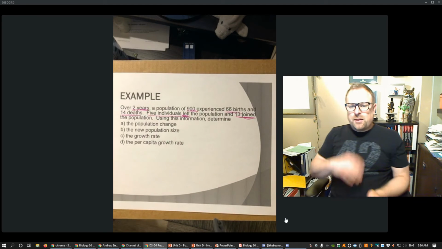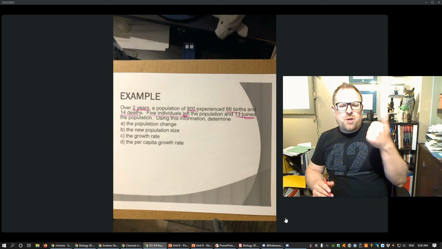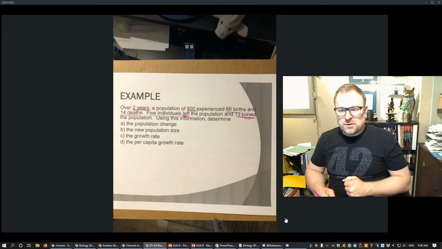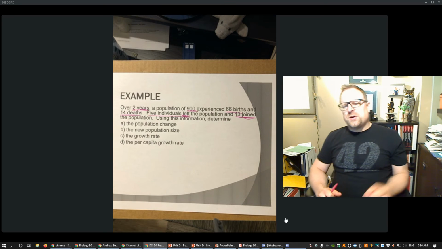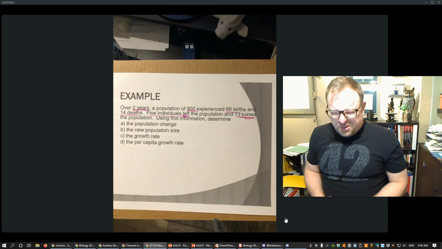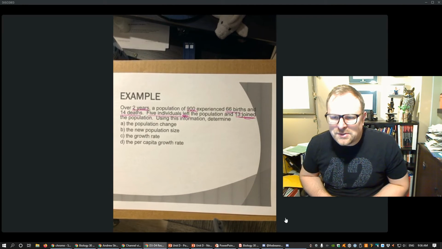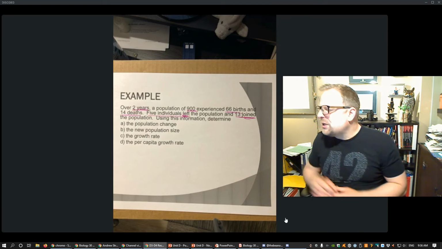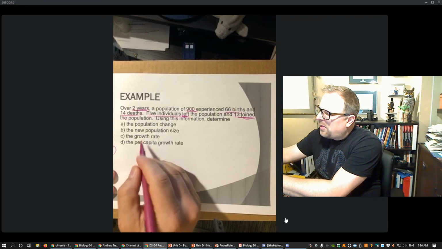So we've been given a bunch of information, and now we're asked to figure out what is the population change, the change in the number of individuals in the population, what is the new population size, what is the growth rate, what is the per capita growth rate. The per capita growth rate is kind of dumb to calculate on this one because we're not really comparing it to anything else. But we might do that in some of the examples in worksheet 2 if we get to that. So let's start out with A, the population change.